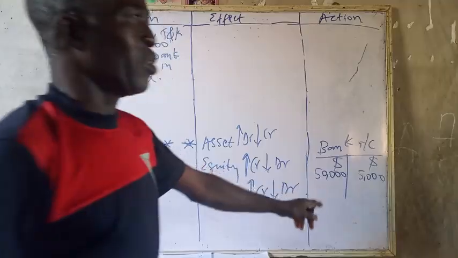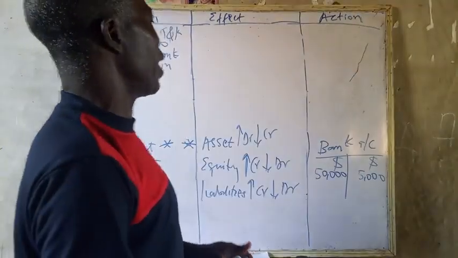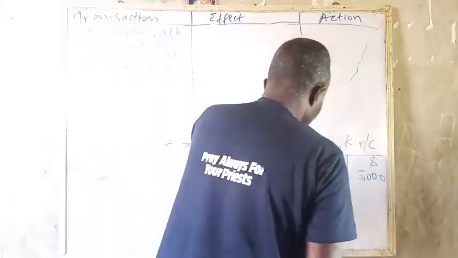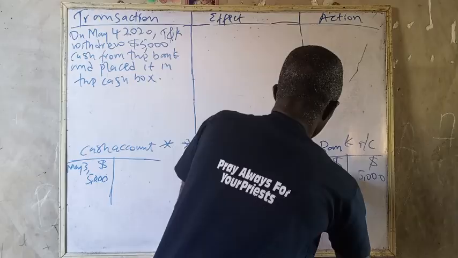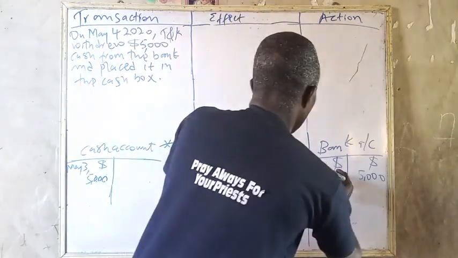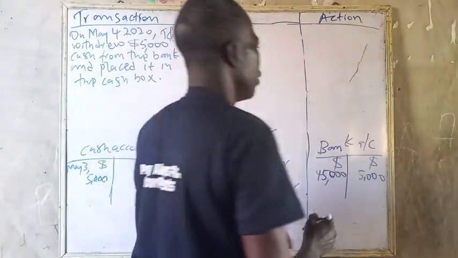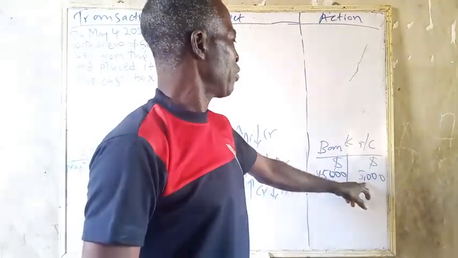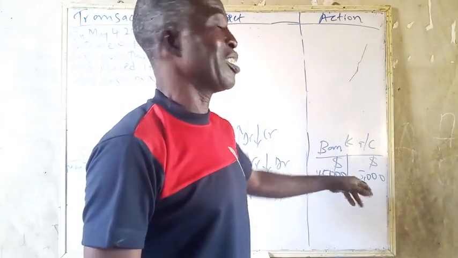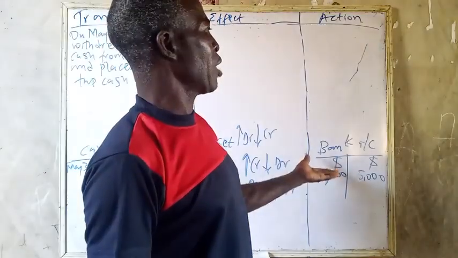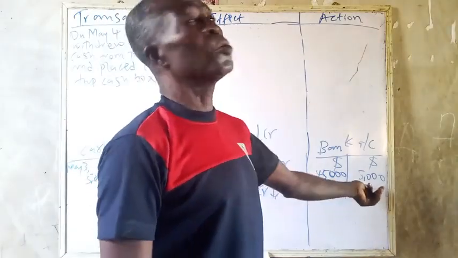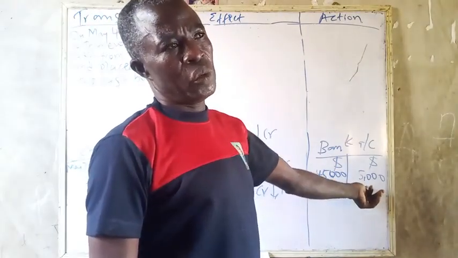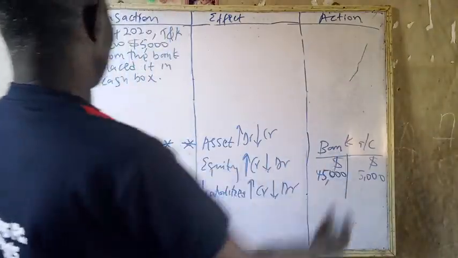What happened to this 50,000? That means the asset of the bank has decreased to 45,000. 45,000 plus 5,000 is 50,000. So from 50,000 it decreased to 45,000. When an asset decreases, what do you do? You credit, and that is that.